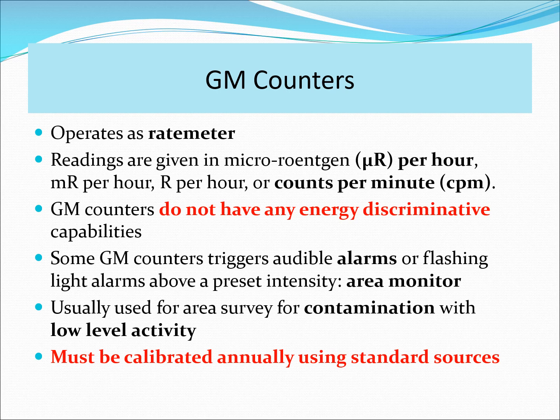Right? So GM counters are usually used for contamination of low level activities. For high level activities it's not useful. We will see in the next slide why it is not usable for high level radioactivity. And like the dose calibrator, GM counters are also required to be calibrated using standard sources according to the SOP requirement for proper usage.